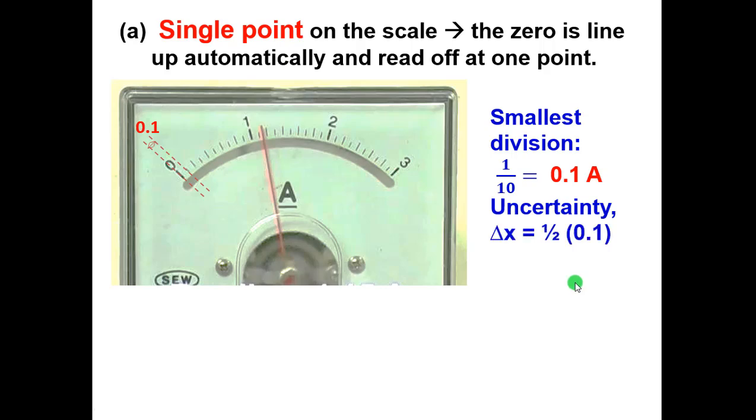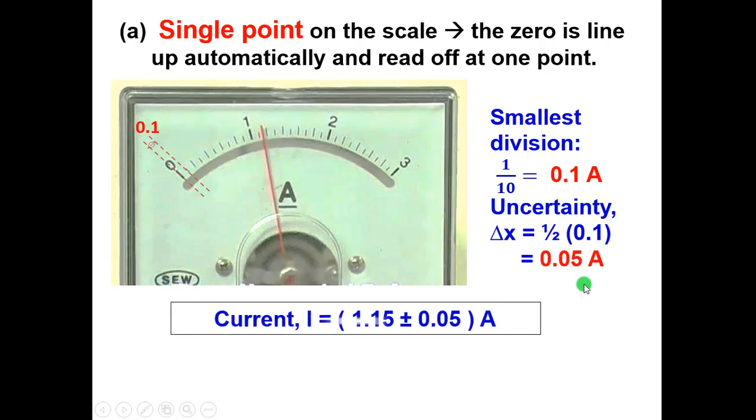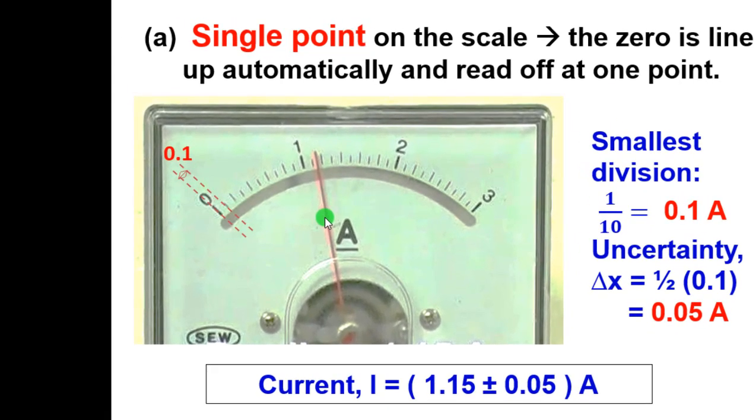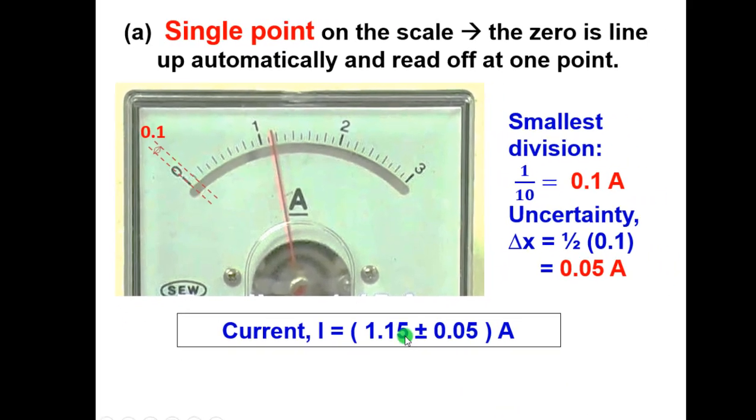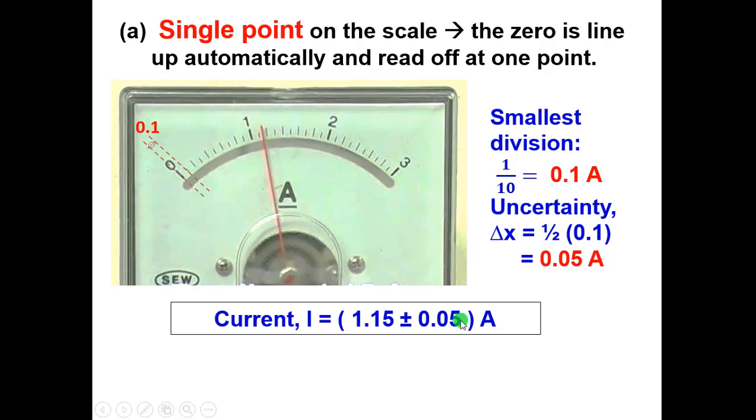So the uncertainty will be half of the smallest divisions, 0.1. So the uncertainty will be 0.05 ampere. So how am I going to record the reading shown by this ammeter? I'm going to record the current I as 1.15 plus minus 0.05 ampere. So I can read up to 0.05 ampere.